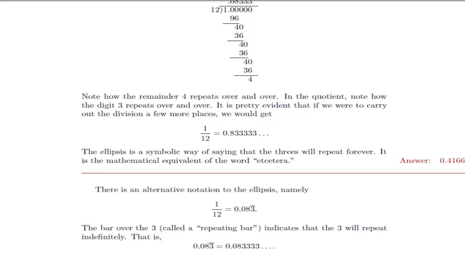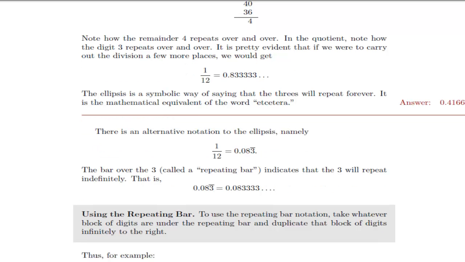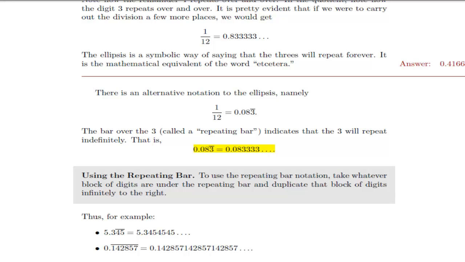The ellipsis is a symbolic way of saying that the 3 will repeat forever. It is the mathematical equivalent of the word etc. There is an alternative notation to the ellipsis, namely, the bar over the 3, called the repeating bar, which indicates that the 3 will repeat indefinitely. That is, 0.083 with the bar over the 3 equals 0.08333, etc.